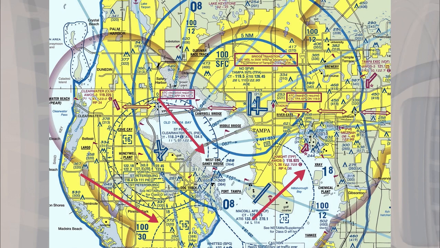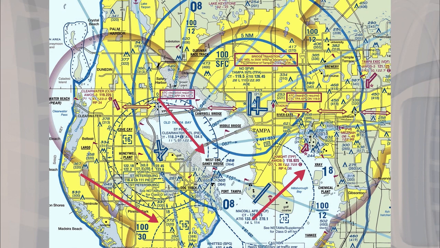So another thing we talked about with Class Deltas is they're typically 2,500 foot tops. So they don't go above that. But let's go back over to MacDill. You guys are familiar with where MacDill is now. It's just down below the Tampa International Airport, and it was our first arrow we put up.